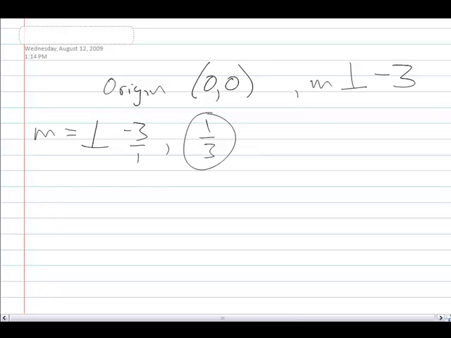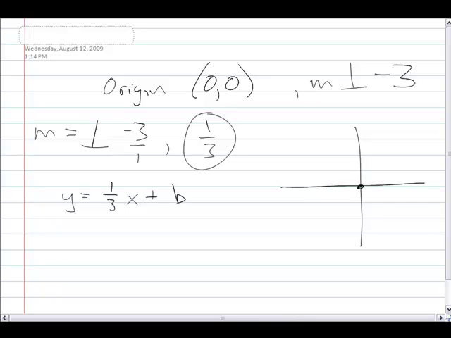So now let's take a look and see what our line looks like. We have y equals our slope of 1/3 x plus some b. Well, if it's going through the origin, which is the point (0, 0), then we know what the y-intercept is. It's going to be 0. So if b is 0, then we already have our equation. It's just going to be y equals 1/3 x. We don't need to write the plus 0.